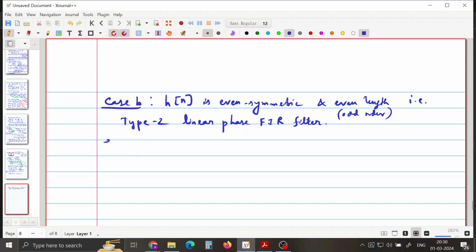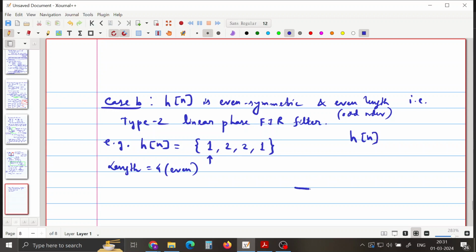So one such filter, an example, we will again take a simple example. Here the length is even, so we can choose the length to be 4, and again it is even symmetric, so I can have a sequence of this form 1 2 2 1, and let me call this the origin, n equals 0. So clearly the length is 4, which is even. And if you observe how h of n looks like in this case, at n equals 0 you have value 1. At n equals 1 you have value 2. At n equals 2 you have value 2 again. At n equals 3 you have value 1. So this is even symmetry.